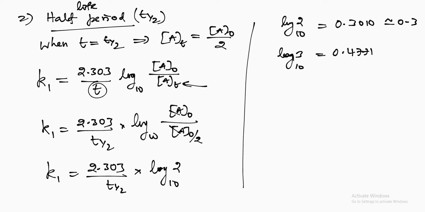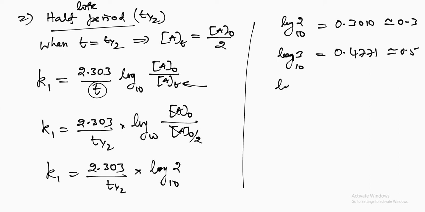I'm sorry, I made a mistake. This is for log 5. Log 3 is... I'm sorry, correct. Yeah, I wrote the correct value, 0.4771 only. It is roughly 0.5.